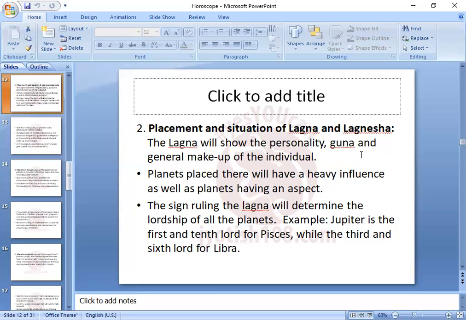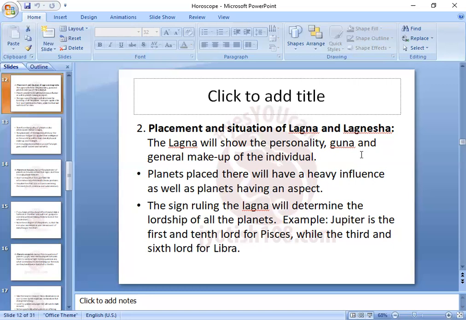So planets placed there will have a heavy influence, as well as planets having an aspect. So if there is any planet aspecting the Lagna or the Lagnesha, or if there are planets placed in the Lagna, or there are planets conjoined the Lagnesha, those planets will have a heavy role to play in the reading of the chart.